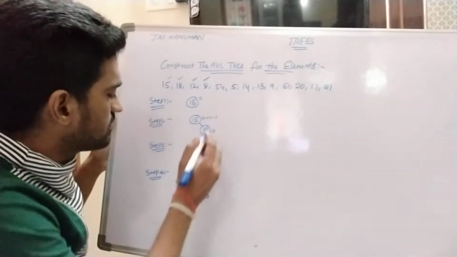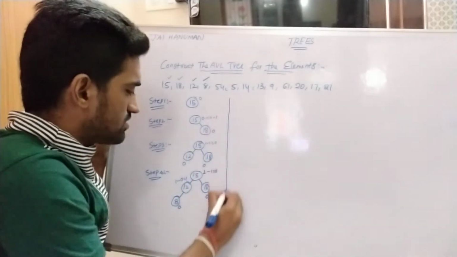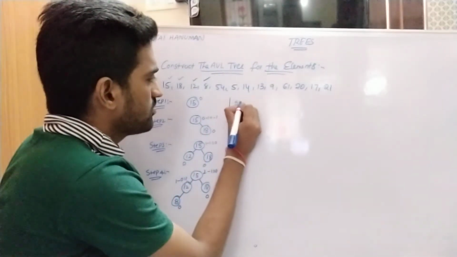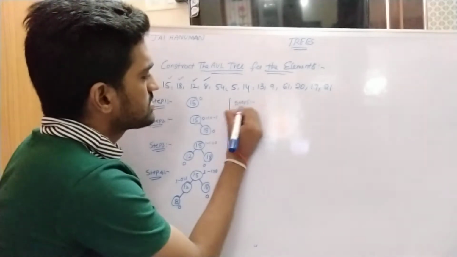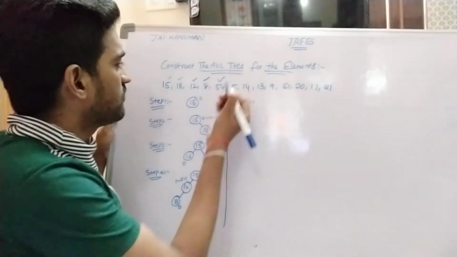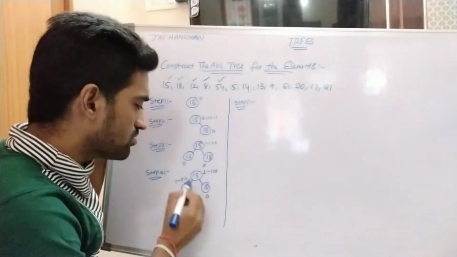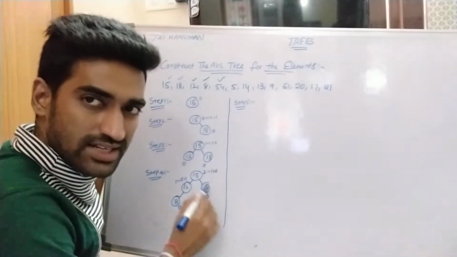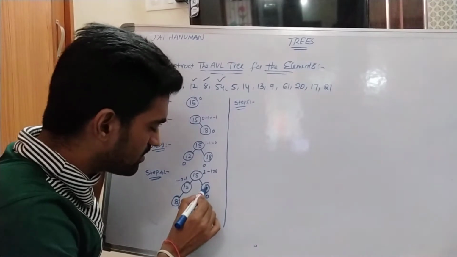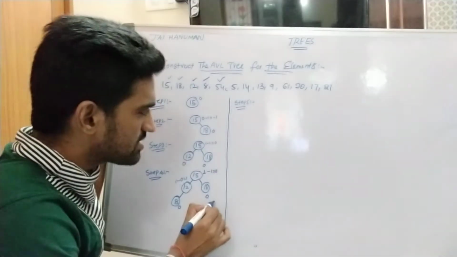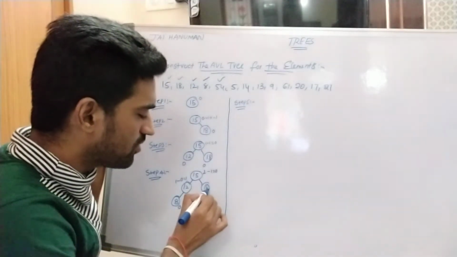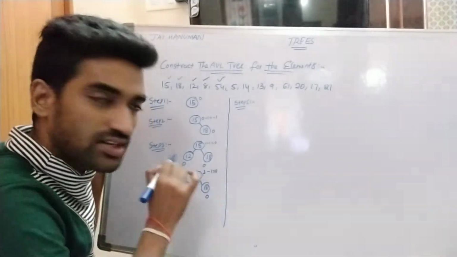Fine. Then, what is the next inserted node? In step 5, we are inserting 54. 54 is a greater value when compared to the root. So that's why we move to the right subtree. In the right subtree, what is the root? 18. When compared to 18, 54 is a greater value. Obviously, 54 is placed at the rightmost position of 18.